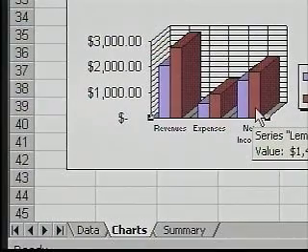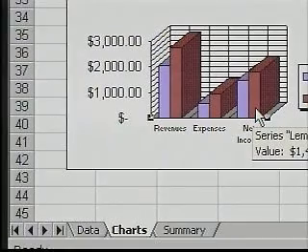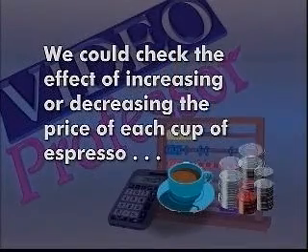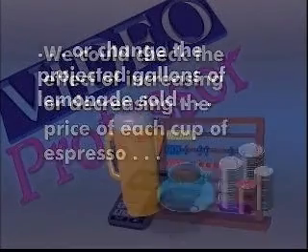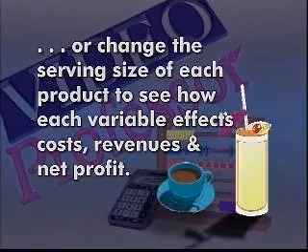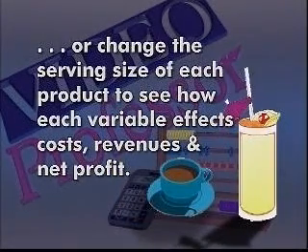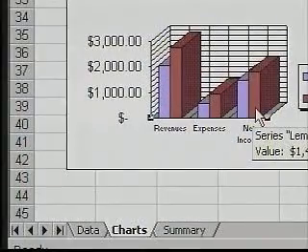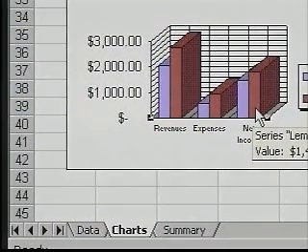Changing the espresso expense is a very good example of just how quickly a properly constructed spreadsheet can respond to changing variables. We have everything needed to do other what-if scenarios. We could check the effect of increasing or decreasing the price of each cup of espresso, or change the projected gallons of lemonade sold, or perhaps change the serving size of each product to see how each variable affects cost, revenues, and net profit. For now, I believe you have learned the skills needed to use your spreadsheet for business planning and to create graphs that emphasize key points and relationships in your plan.